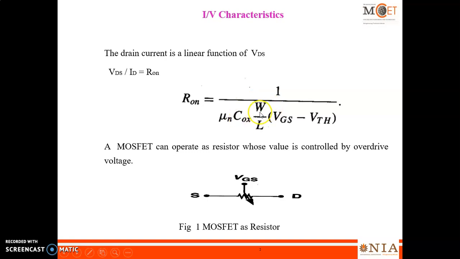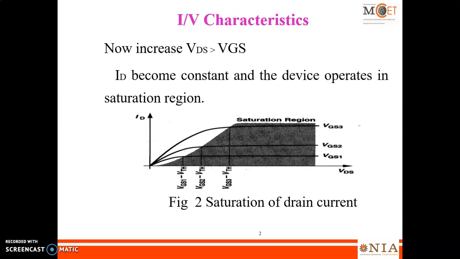So from this what can you conclude: a MOSFET can operate as a resistor whose value is controlled by this overdrive voltage. Observe this diagram. Source, drain. This MOSFET acts as a resistance which is controlled by means of the gate source voltage. So a variable resistor. Are you able to understand the concept? A MOSFET can operate as a linear resistor when this particular drain to source voltage is very less when compared to the overdrive voltage. Okay, then what is the next step?